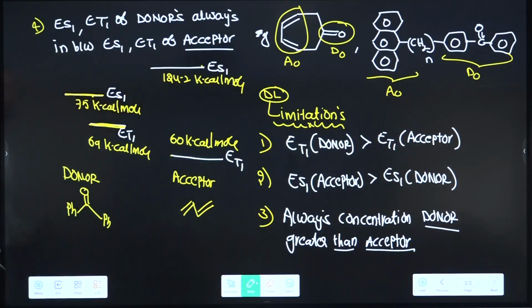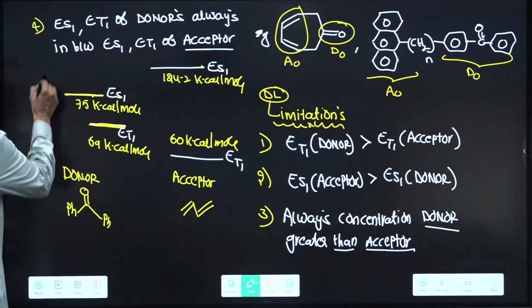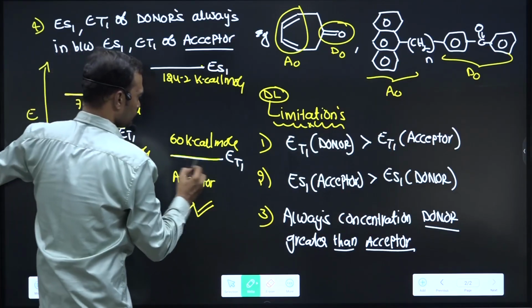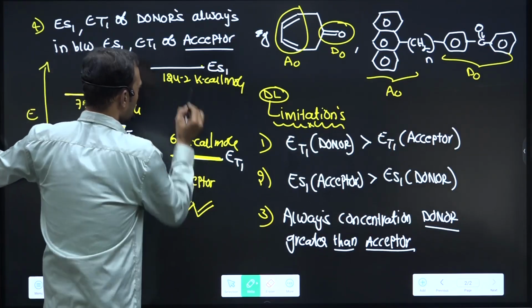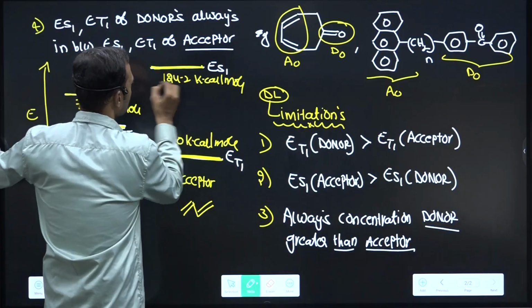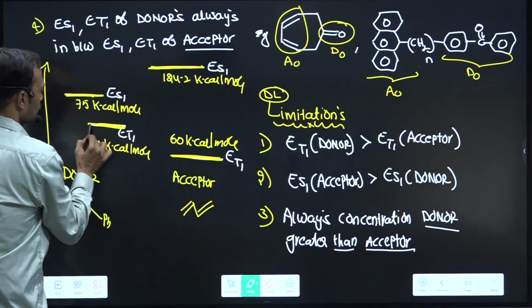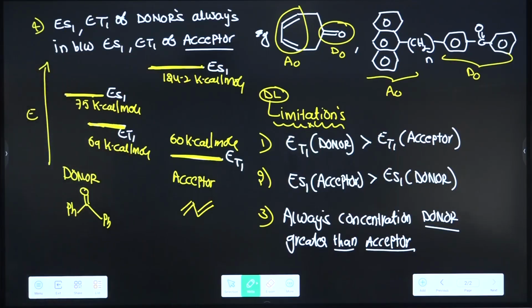Right. This is energy order. This is acceptor, it is donor. Acceptor, donor. So that is the end of photosensitization.